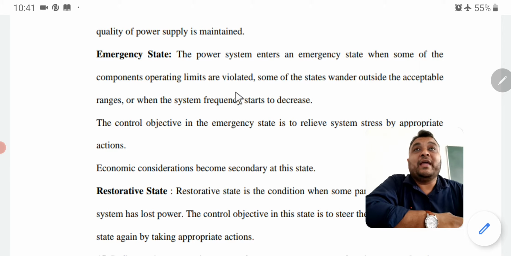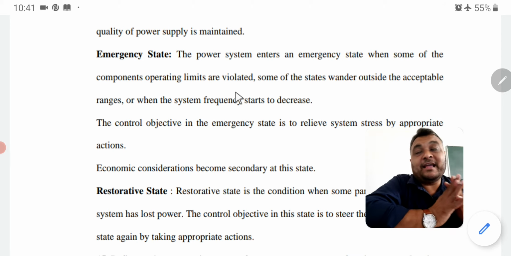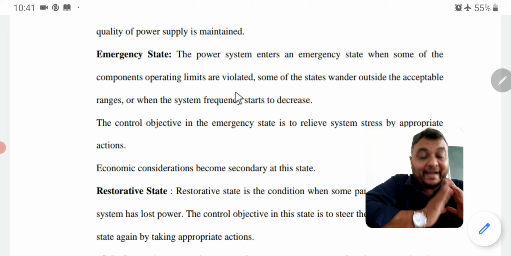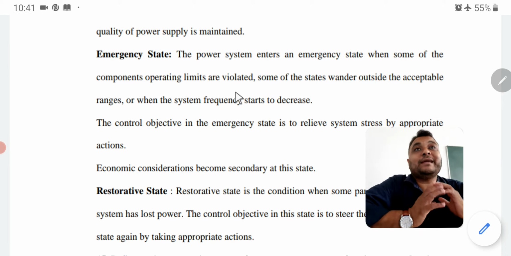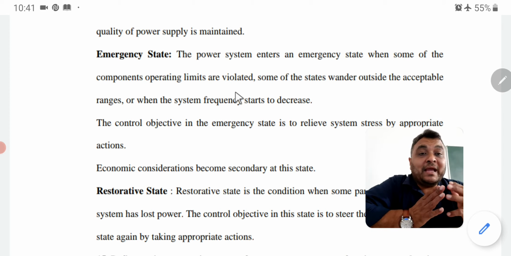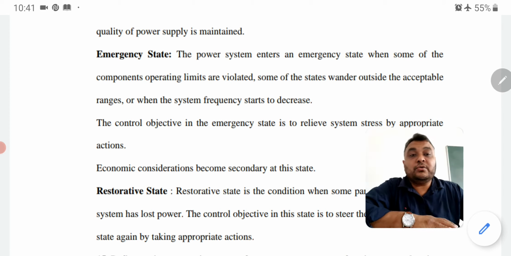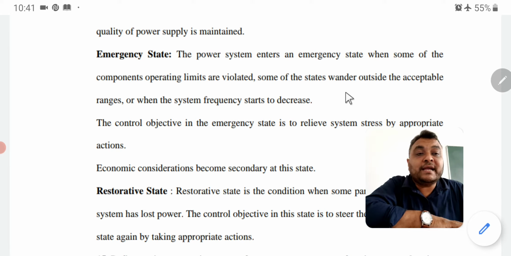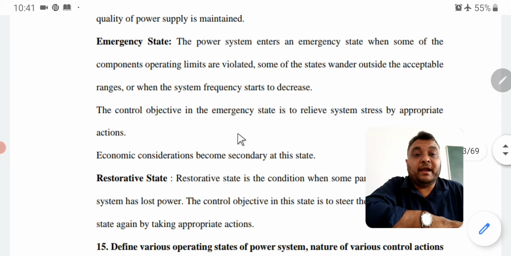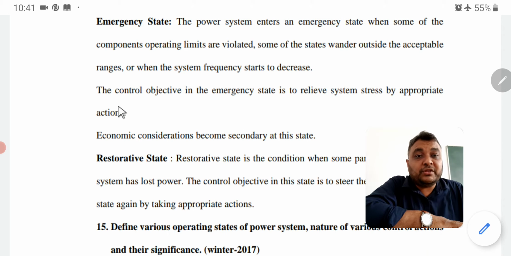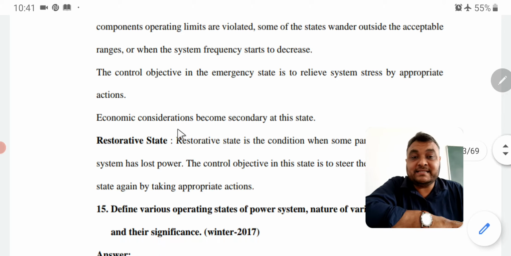Okay, as we discussed, if the component ratings are violated, or the system is not operating in such a manner that it can be operated normally, it will create a problem. Some of the states are outside the acceptable ranges, or the system frequency starts to decrease. In the emergency state such things happen. Now, the control objective in the emergency state is to relieve system stress by appropriate actions, and economic consideration becomes secondary at this state.